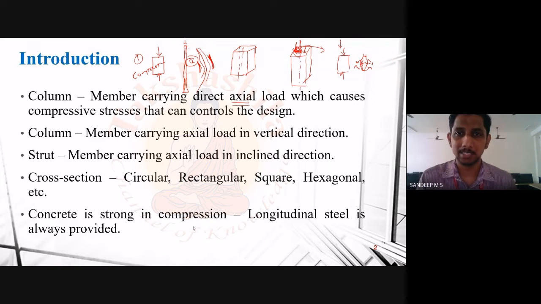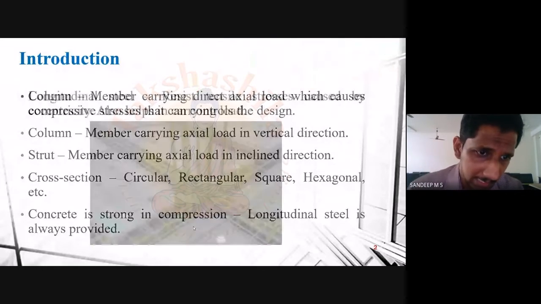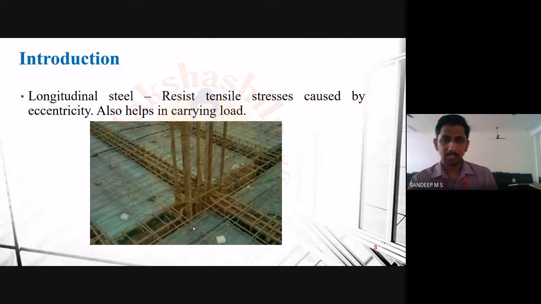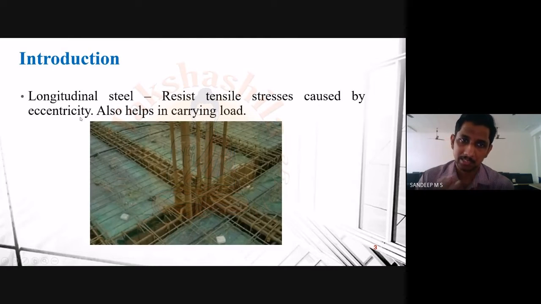So what will be the result? The result will be that we can reduce the cross section of concrete which is required to take up this compressive load. Okay, so that is another advantage of providing longitudinal steel in concrete. Longitudinal steel that resists tensile stresses caused by eccentricity also helps in carrying loads.